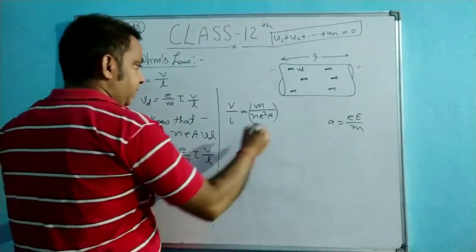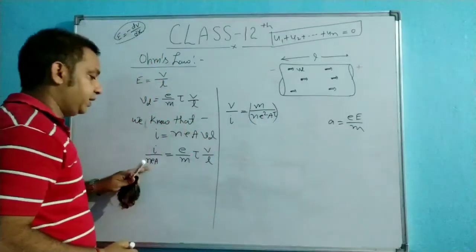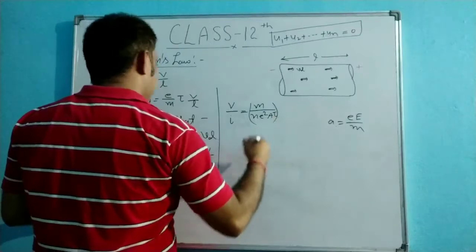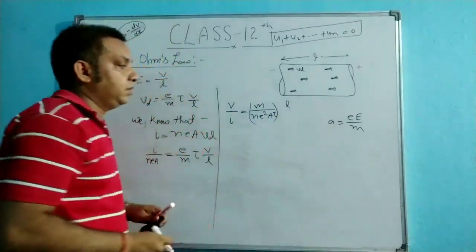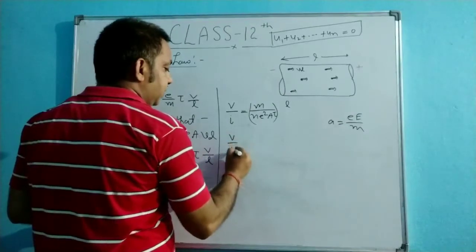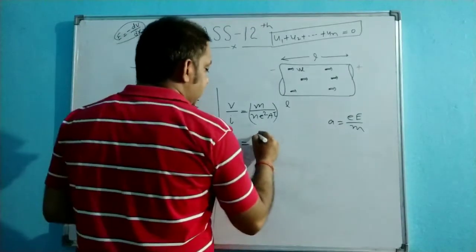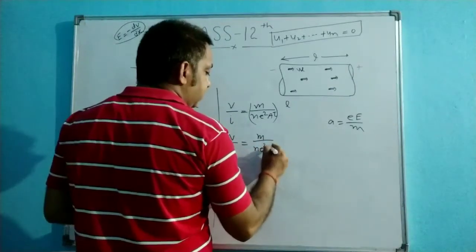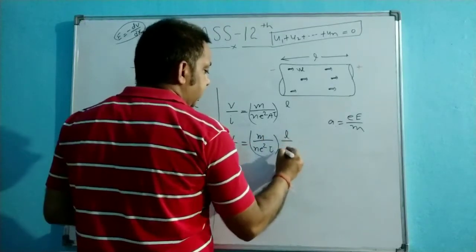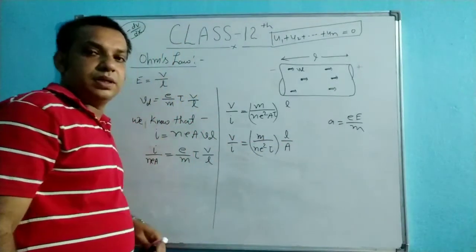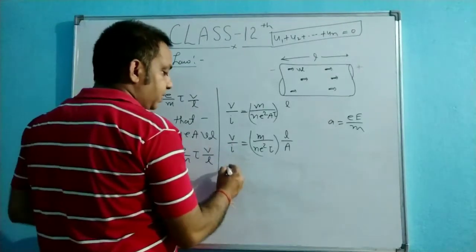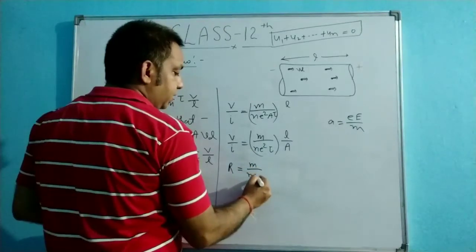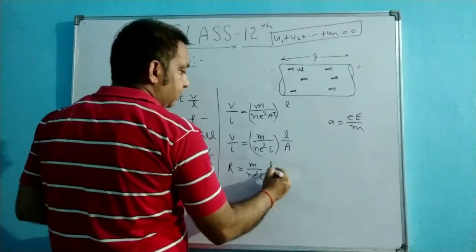So this is the value with tau. M upon N E square tau, and you will get L, so V upon I is equal to M upon N E square tau into L by A. And V by I is R. R is equal to M upon N E square tau, L by A.